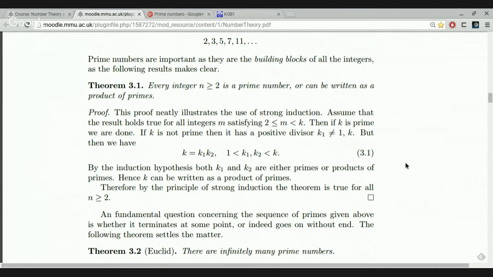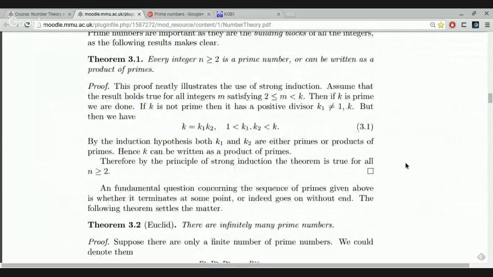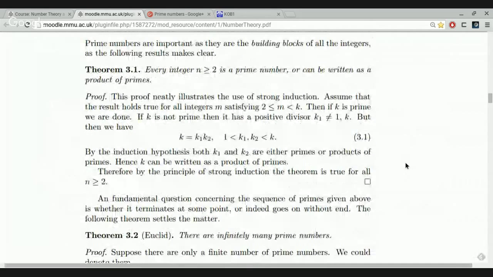But before that, we present what's probably the most famous result in number theory, which is that there are an infinite number of prime numbers.